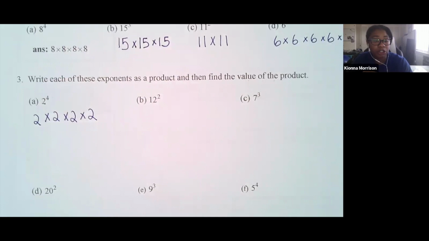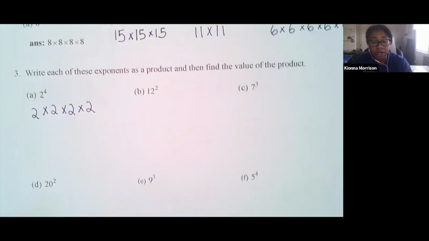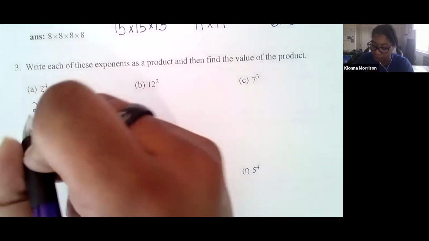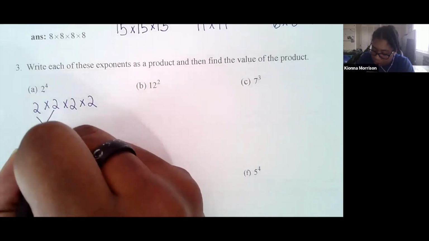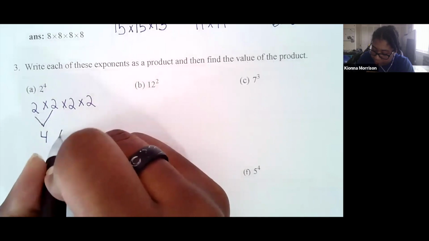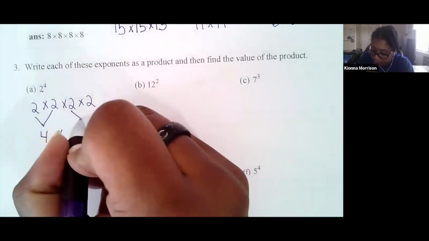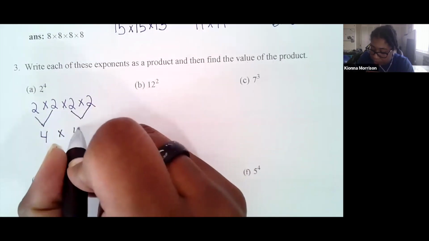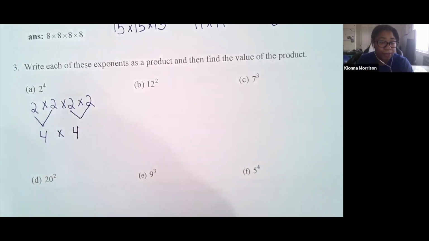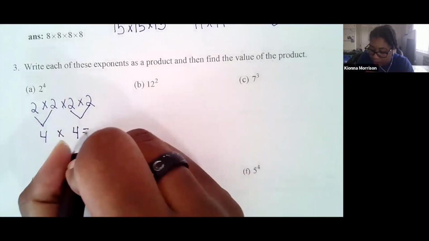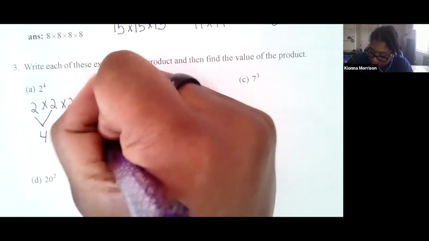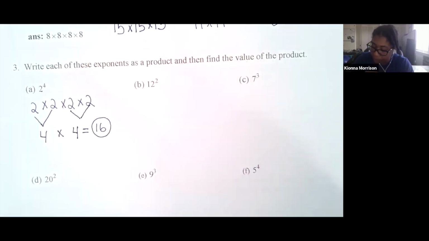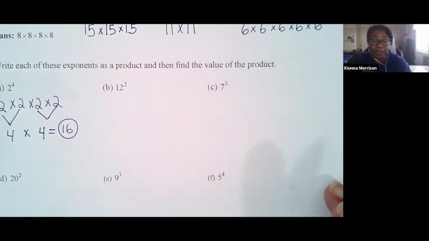So now I have 2 times 2 times 2 times 2. Something that helps me is I break it up a little bit. I have 2 times 2 is 4. Then I have this multiplication symbol. Then I have 2 times 2 is 4. And now I have 4 times 4 equals 16. That's right.